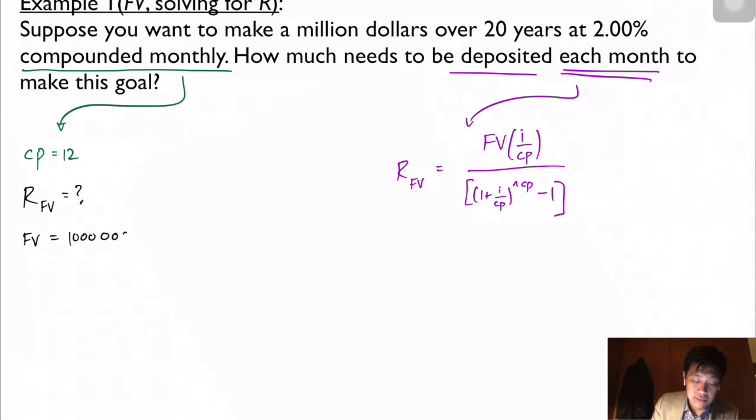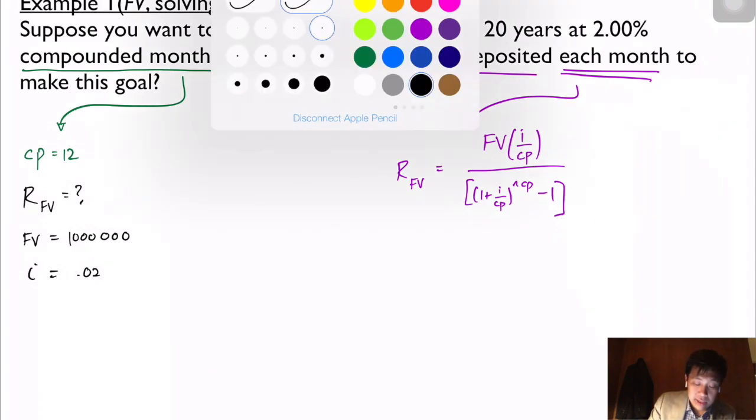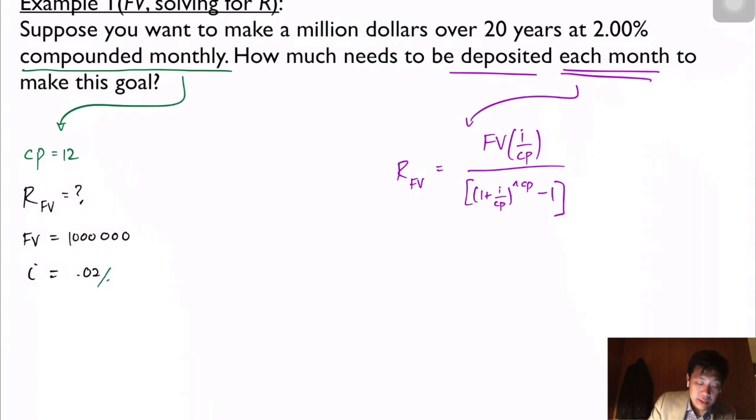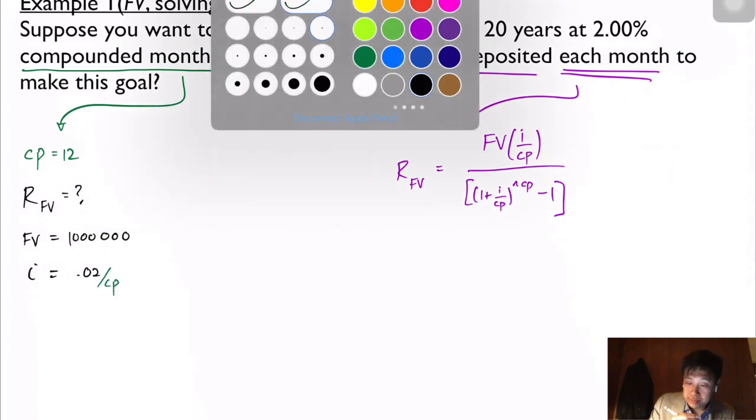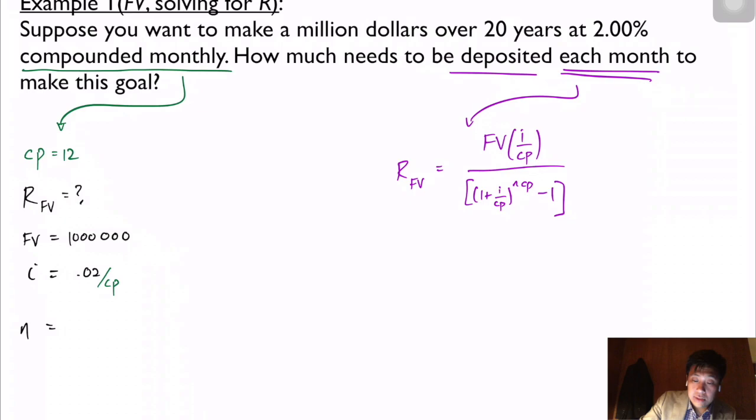I is 2%. But remember, you're going to divide that by the compounding period. As you can see, the equation already has that built in. Still, it's good to talk about that, realizing that you're going to be taking this, dividing by the CP. And then as I did the previous one, this is 20 years.